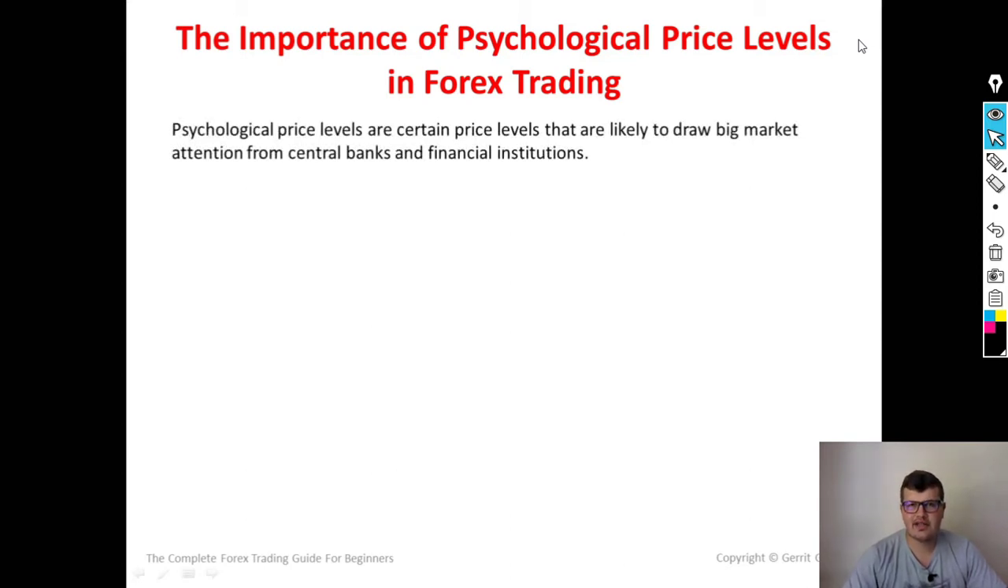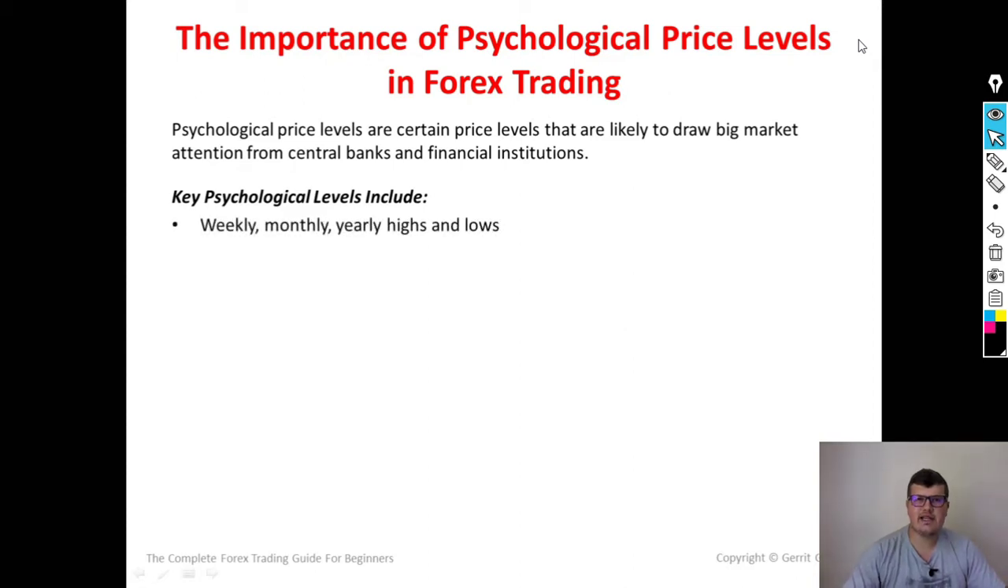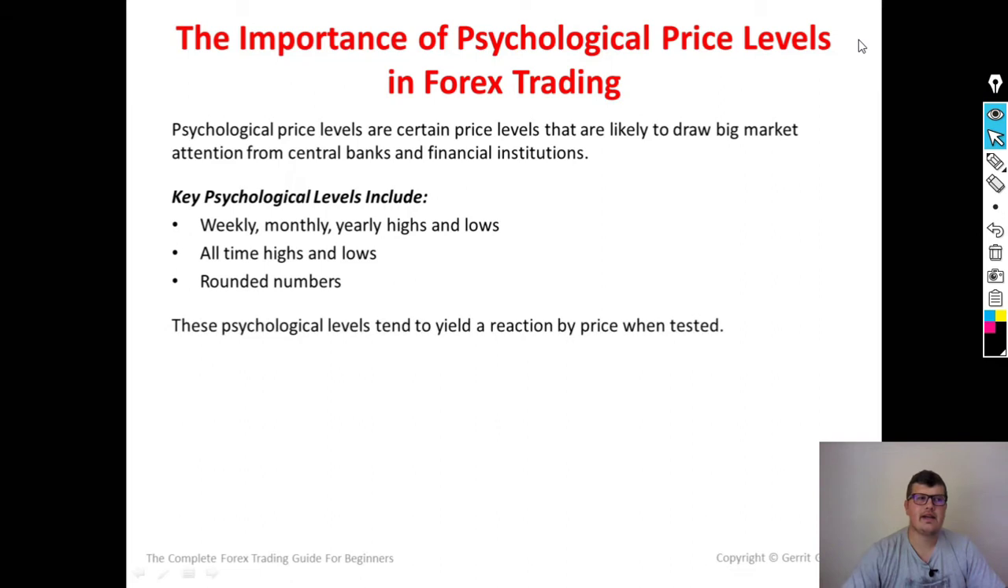Now, psychological price levels are certain price levels that are likely to draw big market attention from central banks and financial institutions. And these key psychological levels include weekly, monthly, yearly highs and lows, all-time highs and lows, and rounded numbers. Now, rounded numbers include something like 0.5, 1.7 or 1.2. Those are nice rounded numbers in the Forex market. And these psychological levels tend to yield a reaction by price when they are tested.